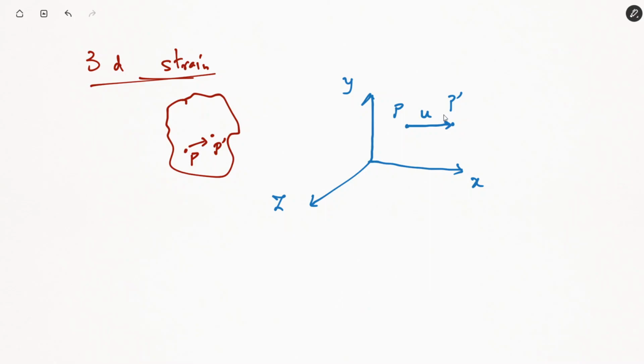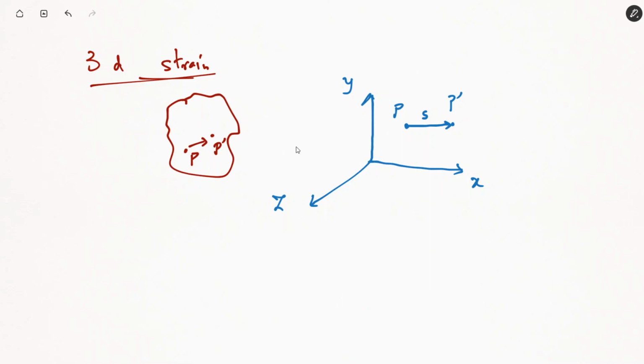So this displacement S here, we know that when point P gets shifted to P dash, the strain can be measured in terms of ds divided by dx. But we do not here know the displacement x.